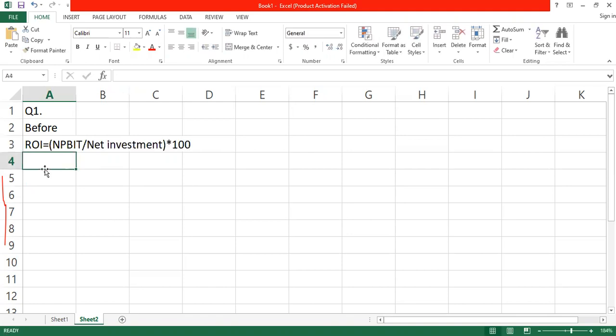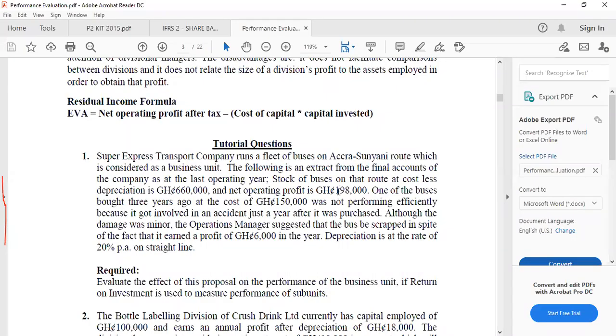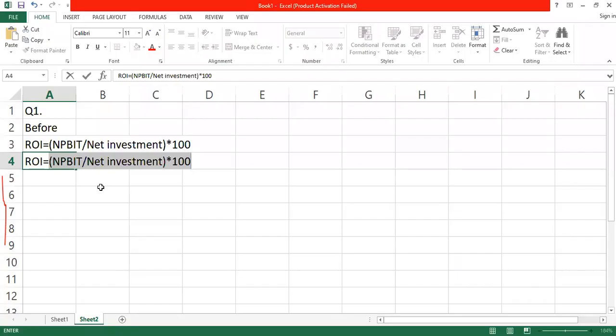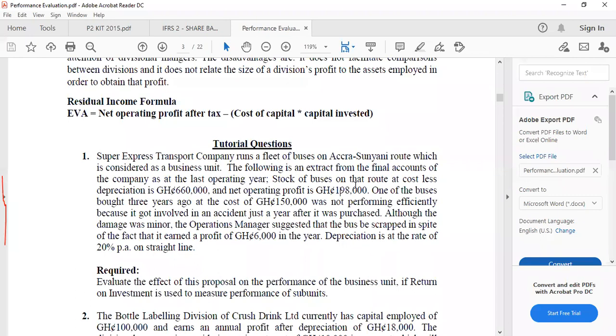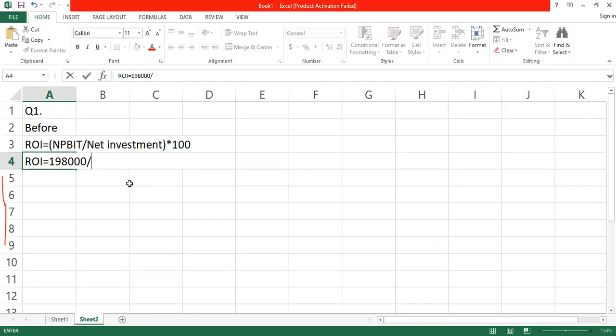Okay. So let's go to the question now. Before, what was the profit? 198,000. That was the profit before. And what was the net investment? 198,000 divided by the net investment. Stock of buses on that route at cost less depreciation. So this is the net. Yeah, less depreciation, 660,000. Okay. All of this multiplied by 100.